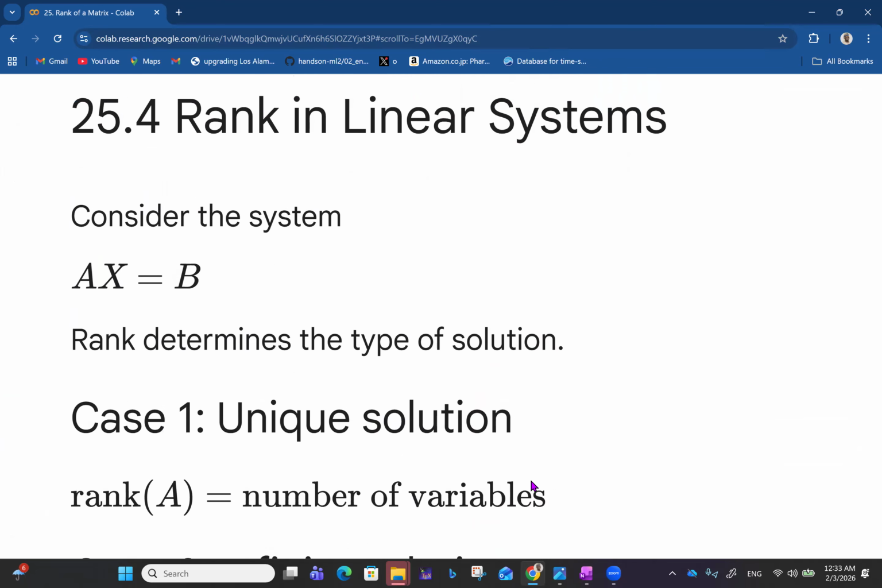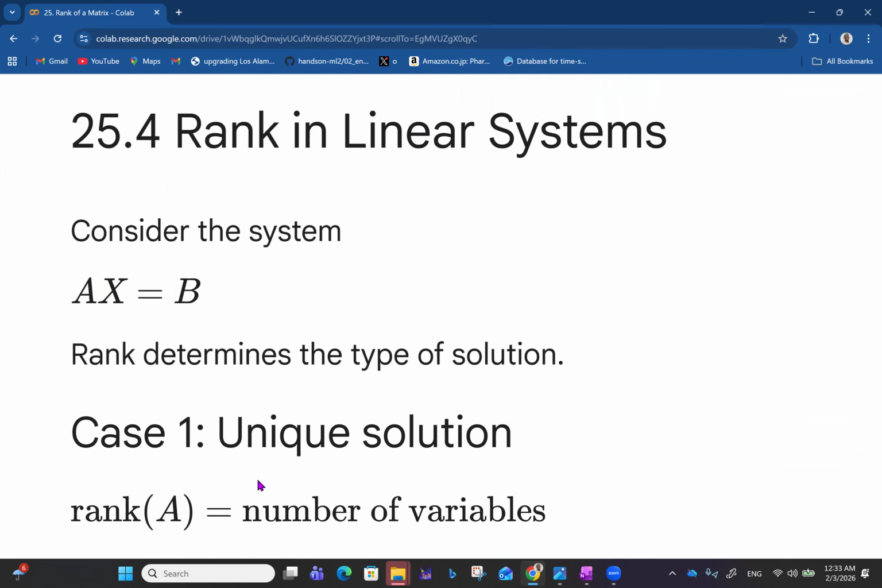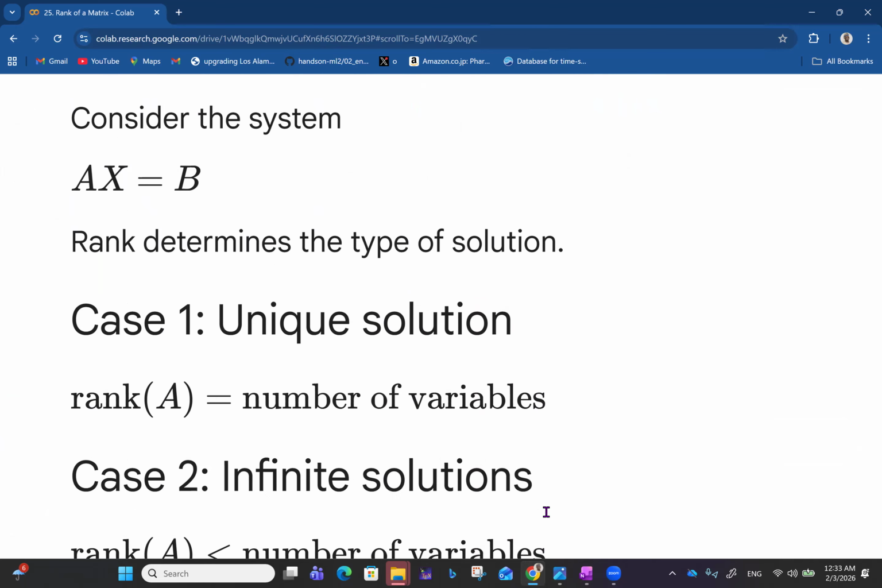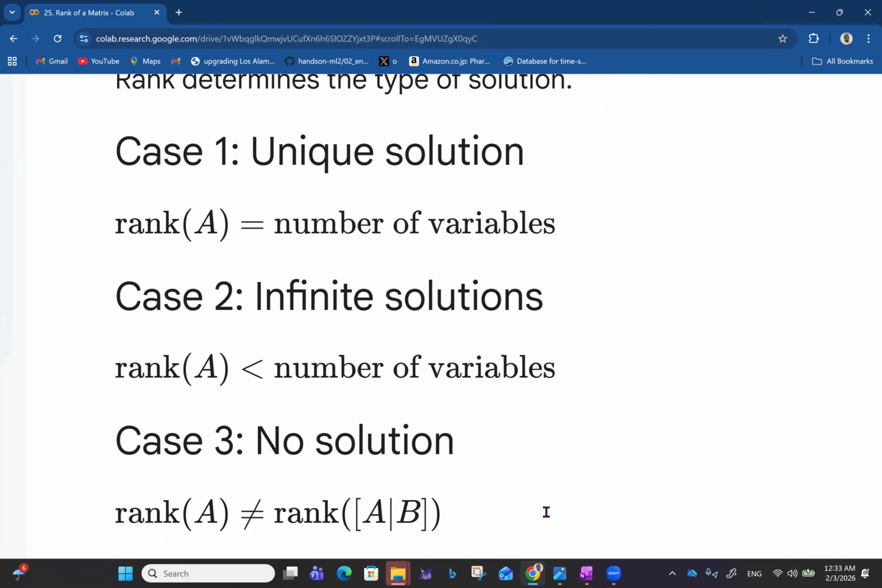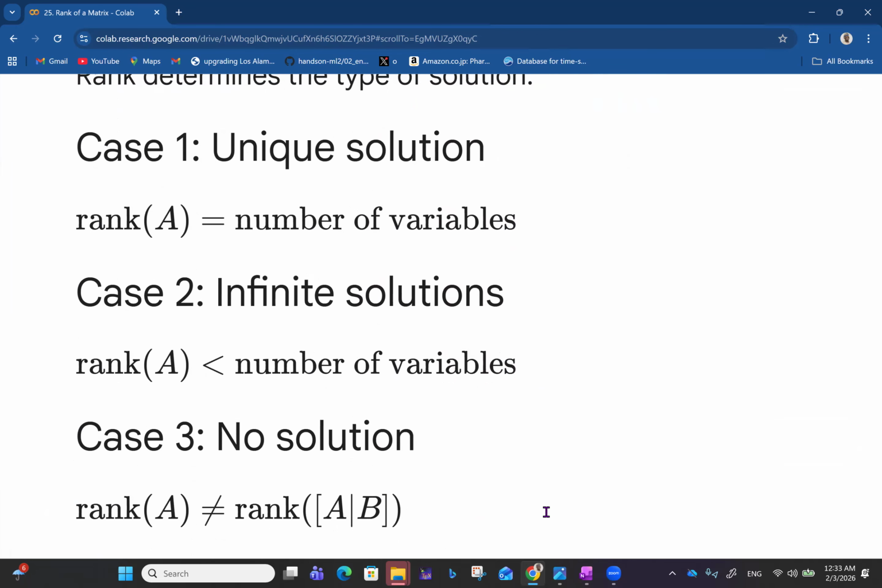So imagine case 1 now. You have a unique solution if the rank of a matrix is equal to the number of variables. So, okay, let me flash everything at once. You have a unique solution if you have a full rank matrix. That is, you don't have infinitely many solutions. So if the rank of A is equal to the number of variables, then you have a unique solution.